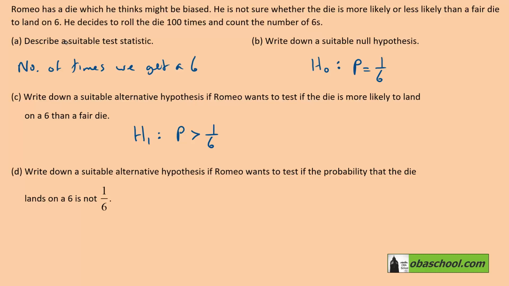Write down a suitable alternative hypothesis if Romeo wants to test if the probability that the die lands on a 6 is not 1/6. So in this case, the alternative is just that the probability is not 1/6.